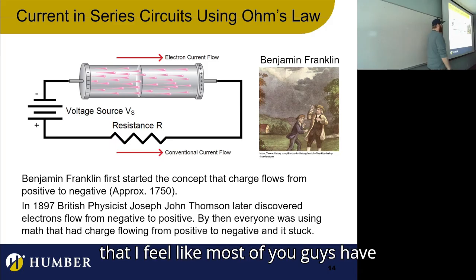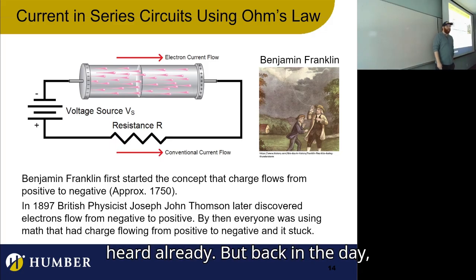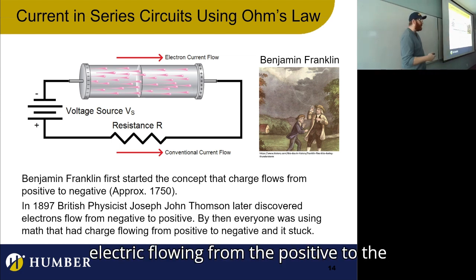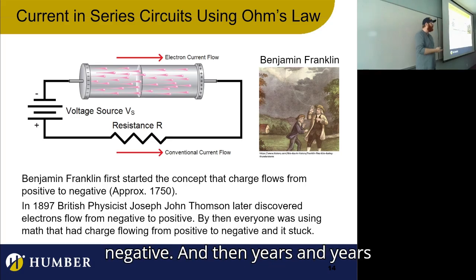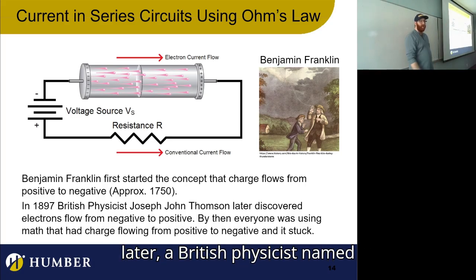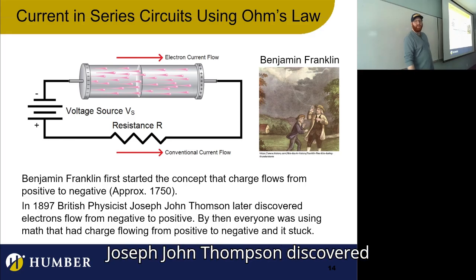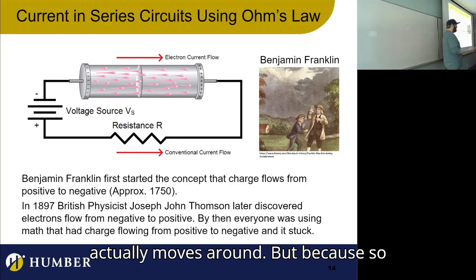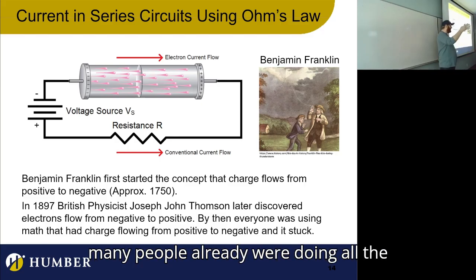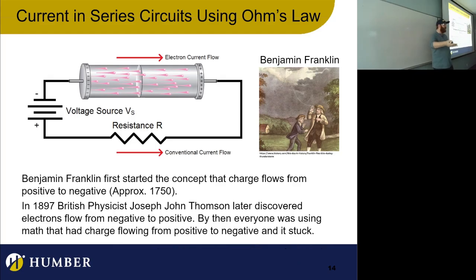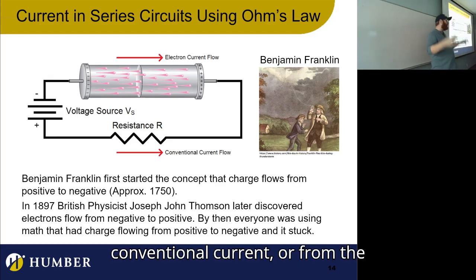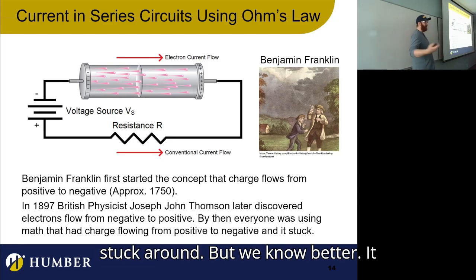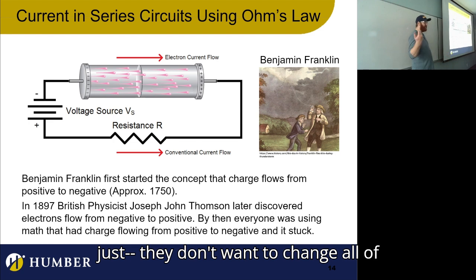Now, we're going to talk about conventional flow versus electron flow, which, honestly, is a very interesting story that I feel like most of you guys have heard already. But back in the day, Benjamin Franklin started the concept of electricity flowing from the positive to the negative. And then years and years later, a British physicist named Joseph John Thomson discovered that the electron's the one that actually moves around. But because so many people already were doing all the mathematics based on conventional current, or from the positive to the negative, it just kind of stuck around. But we know better. They don't want to change all of the math over.